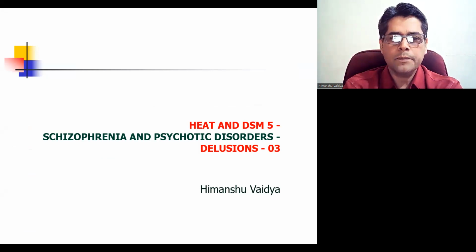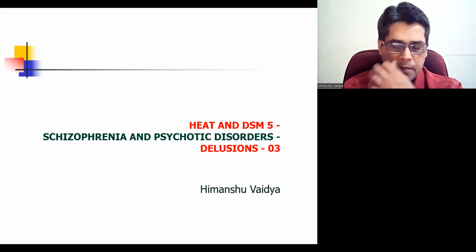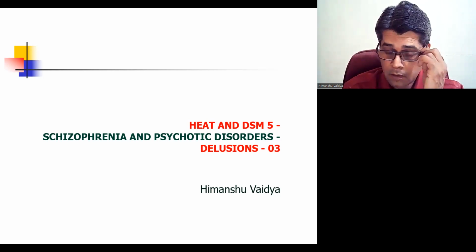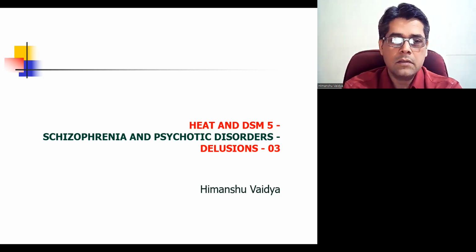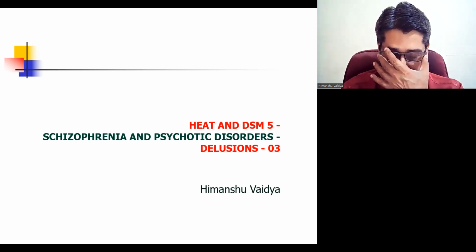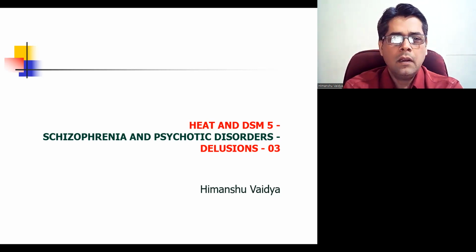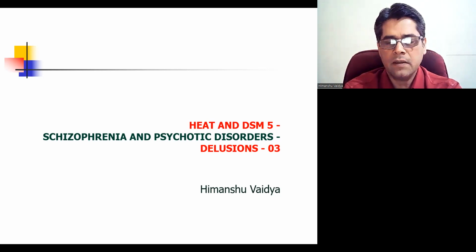Last time we took up this chapter in general, and there were questions on how to be more specific. So today, in response to that suggestion and demand, I'll take up one disorder from the chapter and go more specific on how to apply the HEAT model to DSM-5.